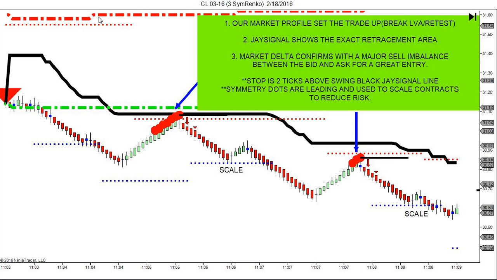So with this high value area that automatically plots and the low value, you just wait for a break of these value areas, but that's not enough. You can't just trade market profile by itself. You need an area where to look for the retracement.